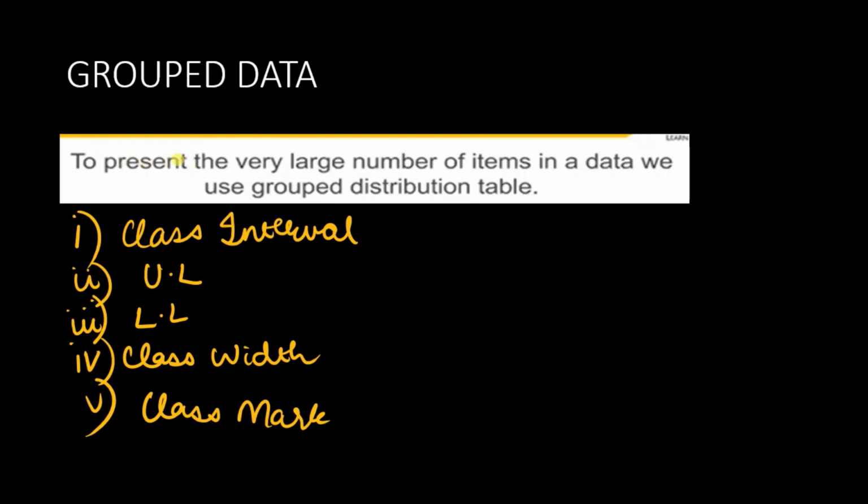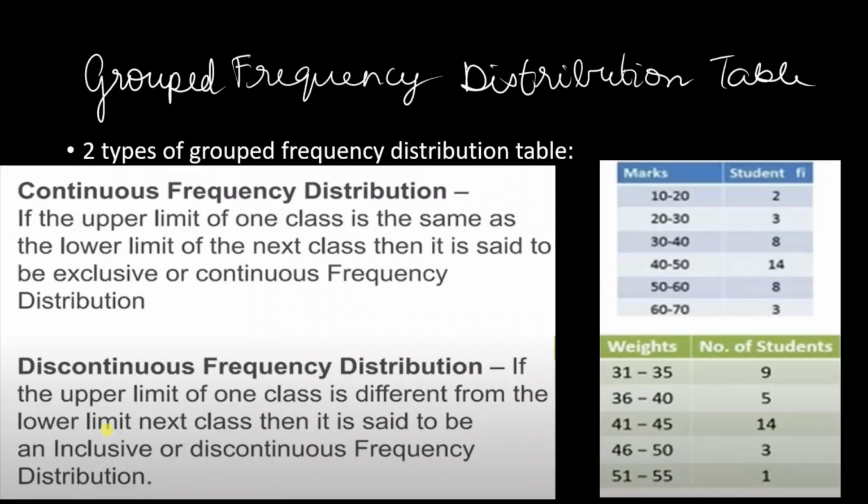Now when we come to grouped data, it is basically used to present a very large number of items in a data using a grouped manner. So when we have a large number of items, we have to present it in a grouped format, right? For that we use a grouped distribution table. Under the grouped distribution table, we need to learn 5 very important things.